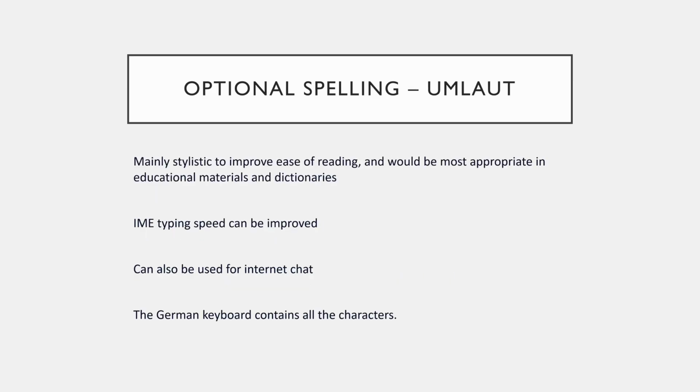And the reason for using the umlaut is mainly stylistic. You're using 1 letter instead of 2, so it's just easier and smoother to read. If you have a keyboard that could type these, you could improve your typing speed. So if you're writing Chinese characters using an IME, also if you're just typing online or on the phone, it's again faster if you have the keyboard for that. And speaking of keyboard, the German keyboard actually contains all 3 characters, so it's the perfect one to use.